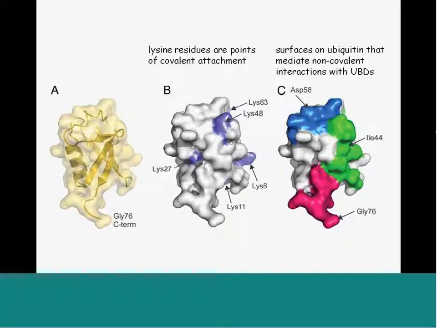So, as I said earlier, ubiquitin is a globular protein. This is a schematic ribbon diagram, just showing here in D the lysine residues that are modified by ubiquitin. All of them are exposed and all of them can be attached in ubiquitin chains to itself. K48 and K63 have been the most widely studied.